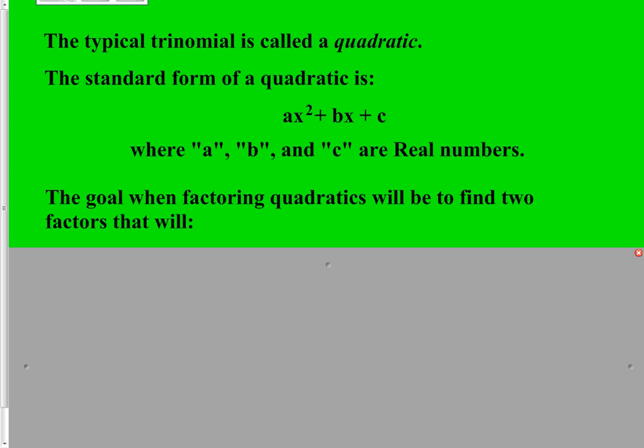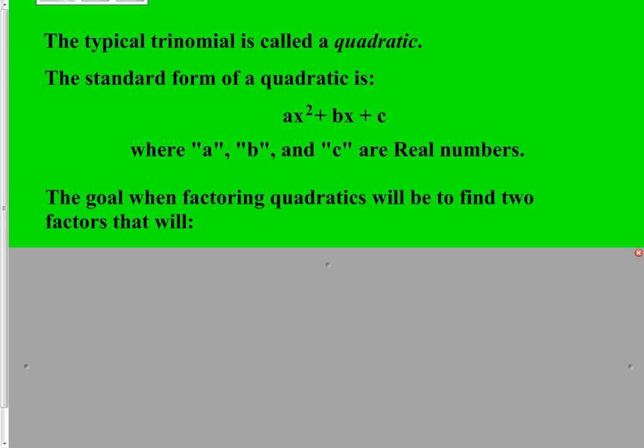Okay, now as you should recall from our discussions back before Christmas time, our typical trinomial is a quadratic, and the standard form of a quadratic is ax squared plus bx plus c. And of course recall that a, b, and c are simply real numbers. They can be positives, negatives, whole numbers, decimals, fractions, zero. They can be anything as long as they can be found on the real number line.